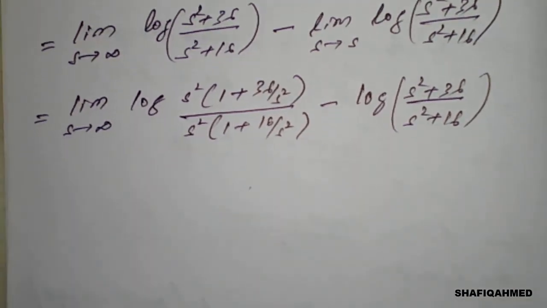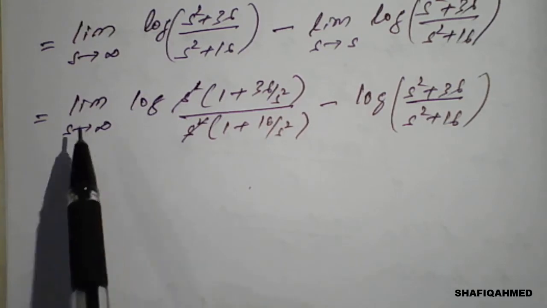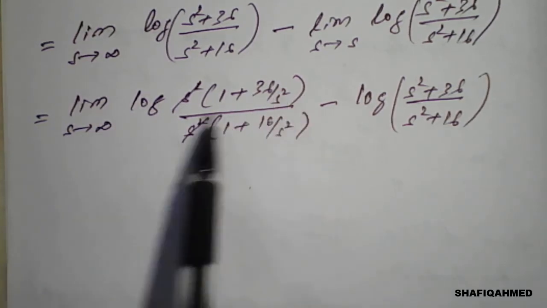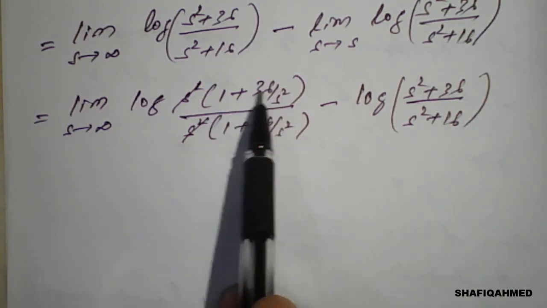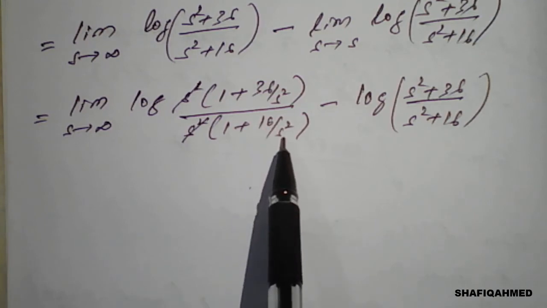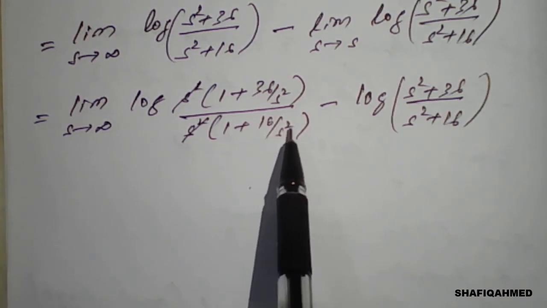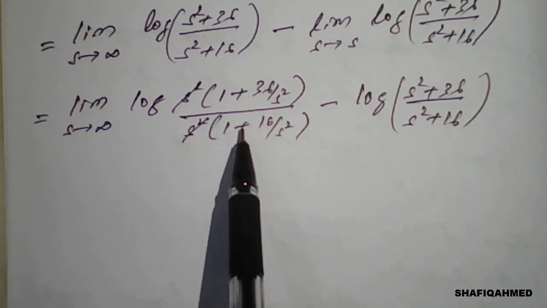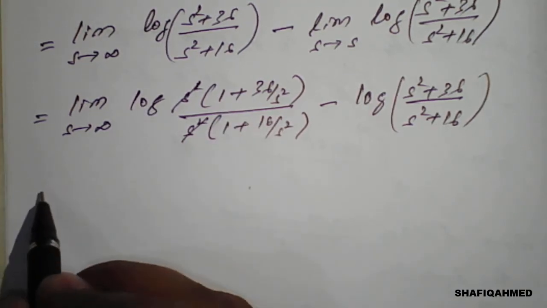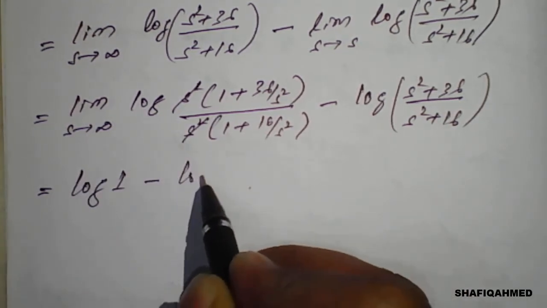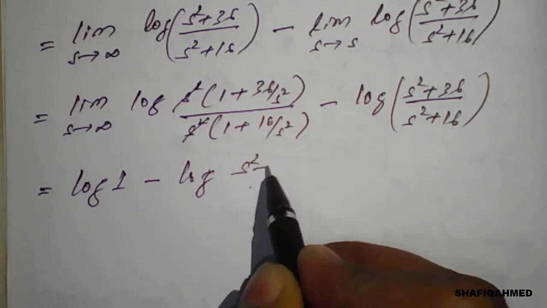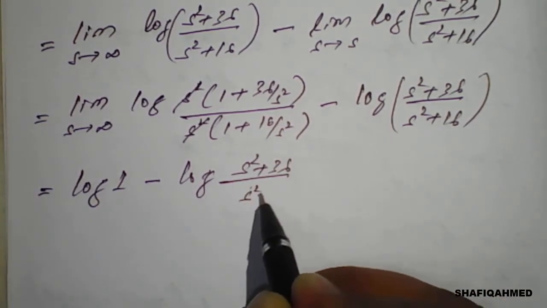Here s square cancels. I will not elaborate: if you replace s by infinity, 36 upon infinity square will be 0, so 1 plus 0 is 1. Here also 16 upon infinity square is nothing but 0, because a value upon infinity, infinity square or infinity cube, is 0 itself. So 1 plus 0 is 1, and 1 upon 1 is 1, so we will get log of 1. After applying, it will be log of 1 minus log of s square plus 36 divided by s square plus 16.